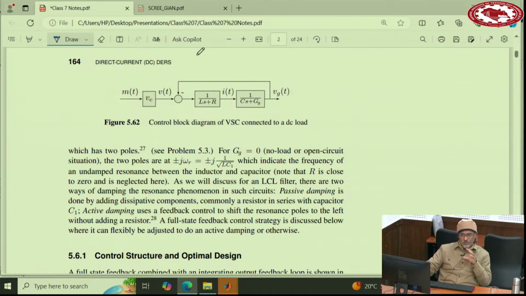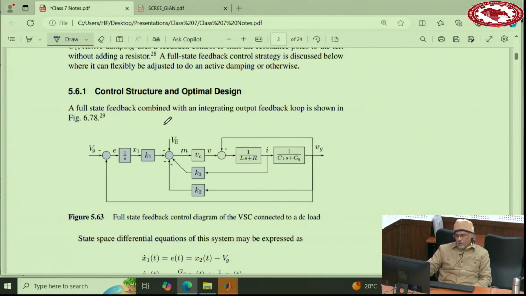So open loop system is marginally, you can say, unstable, or it's not well responding. Okay, so what do we do in control?